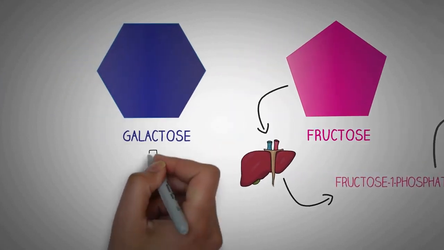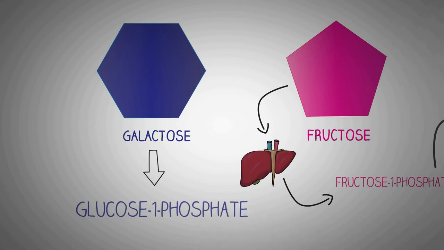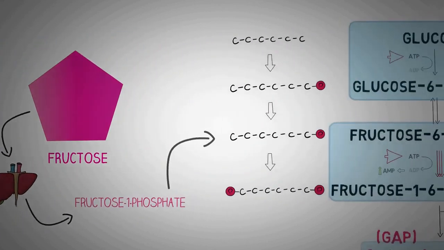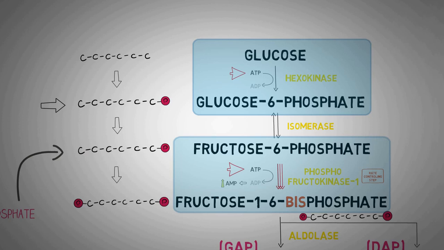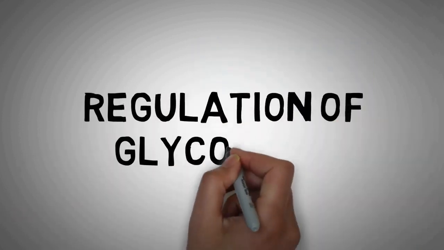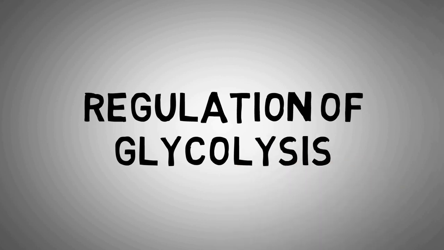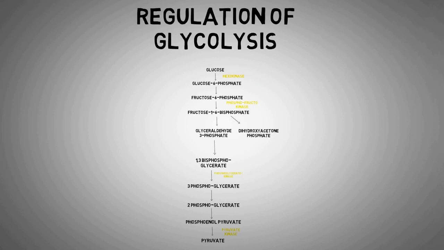Galactose is converted to glucose 1-phosphate through a series of 4 reactions. The glucose 1-phosphate is then converted into glucose 6-phosphate by a mutase, which enters the pathway of glycolysis here. Now let's understand how this pathway of glycolysis is regulated, meaning how is the rate of glycolysis increased or decreased when required. First, let's understand in brief why regulation of this pathway is required.